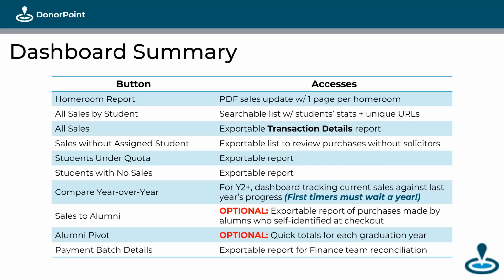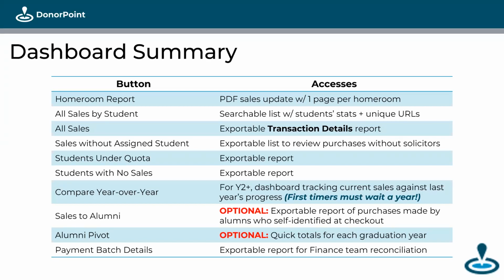Okay. So dashboard summary. What did you see? The homeroom report, that PDF to put in mailboxes, 1 per homeroom. All sales by student, a searchable list that includes the unique URL for students, as well as a quick summary of what they've sold. This is how you answer questions when a student stops you in the hall. All sales is that transaction details report, looking at the buyers rather than the sellers.